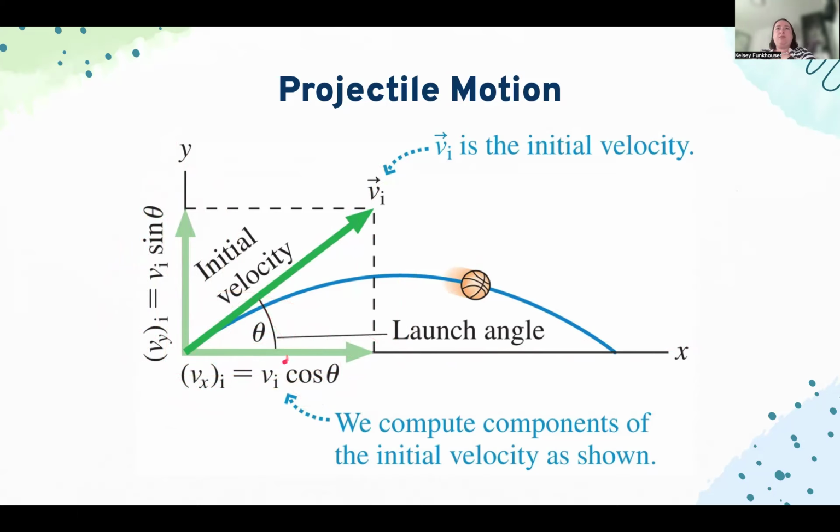And this will be what it looks like for projectile motion, as long as the angle they give you is from the ground. If they give you the angle from the vertical, then you have to think about it differently.